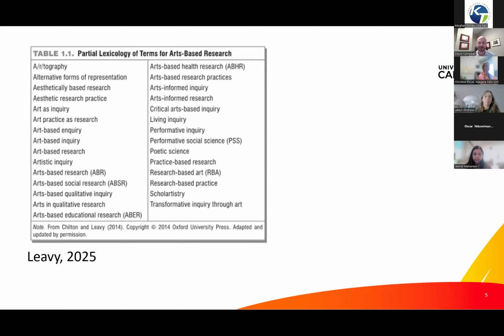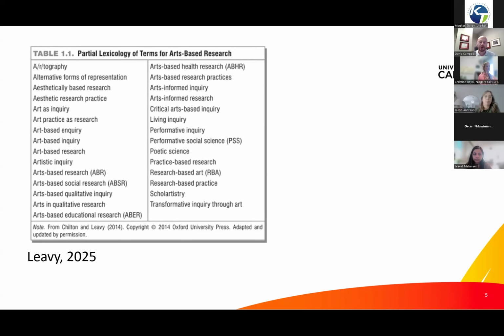I think that this is 10 years old, so in the last 10 years, there's probably another 10 or 20 different terms that can be used to describe some of this. And in the literature, all of these terms are used. But you may have encountered some of these in your work.